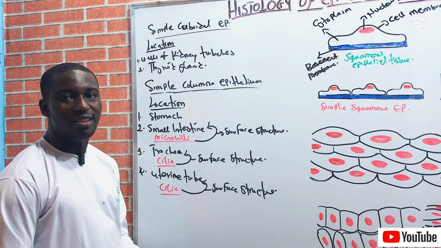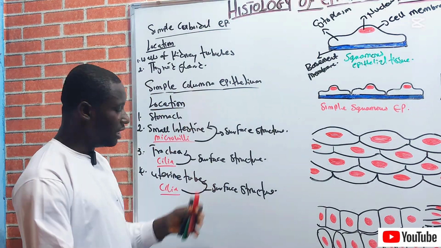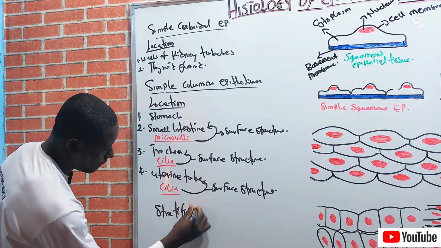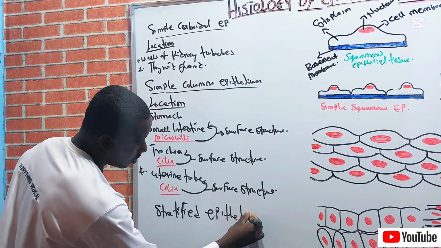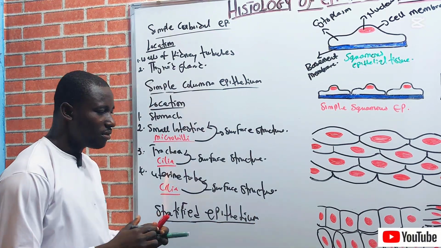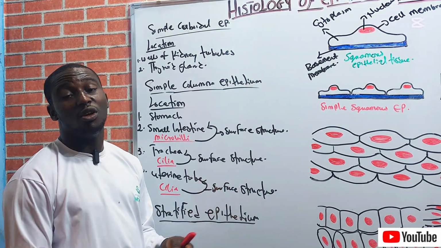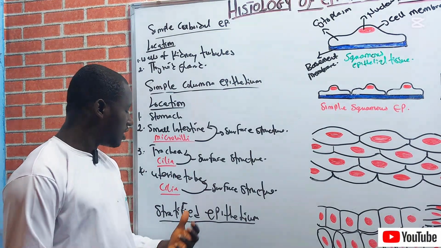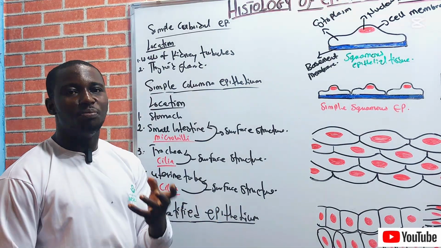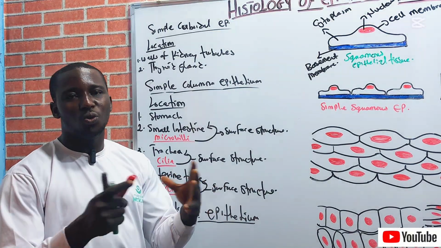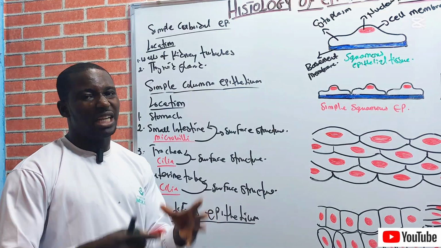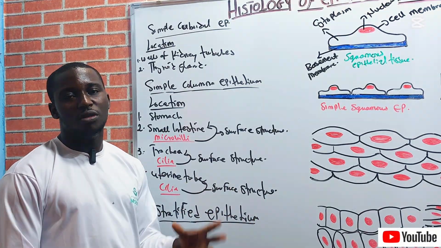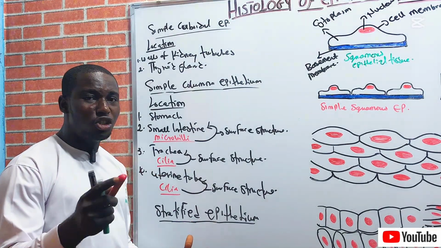So the next to be diving into is the stratified epithelium, which is several layers of cells. A stratified epithelium is a type of epithelium that has several layers of cells with various shapes. You get. The major function of the stratified epithelium is a protective function. It protects the underlying structures from mechanical wear and tear injury, and also protects the cells from drying. So that is the major function of stratified epithelium.